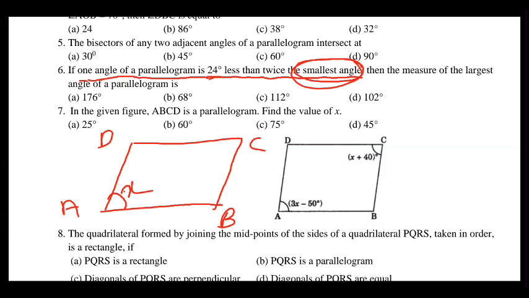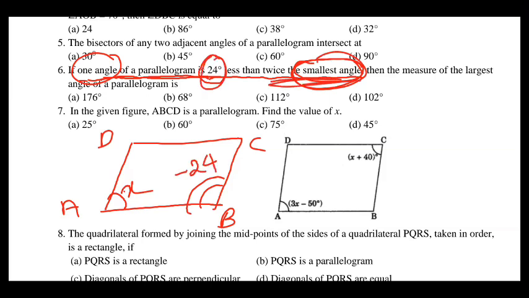And then if one angle, let's consider that as B, theek hai? Iske bare mein bata rahe hain wo, one angle of the parallelogram is 24 less than twice the smallest angle. 24 less ka matlab minus 24, correct? 24 less than twice the smallest angle. Twice the smallest angle. So this will be angle B. Correct or wrong?